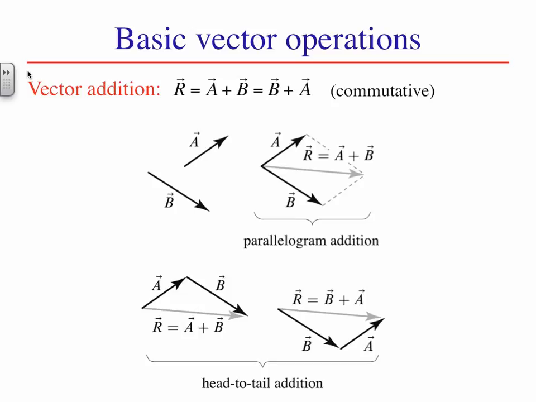These operations show that we get the same resultant independent of the method and order of addition. This is expressed in the commutative law: r equals a plus b equals b plus a. This is also one of the additional mathematical requirements for a physical entity to be defined as a vector. It must have direction, it must have magnitude, and it must obey the commutative law in addition.